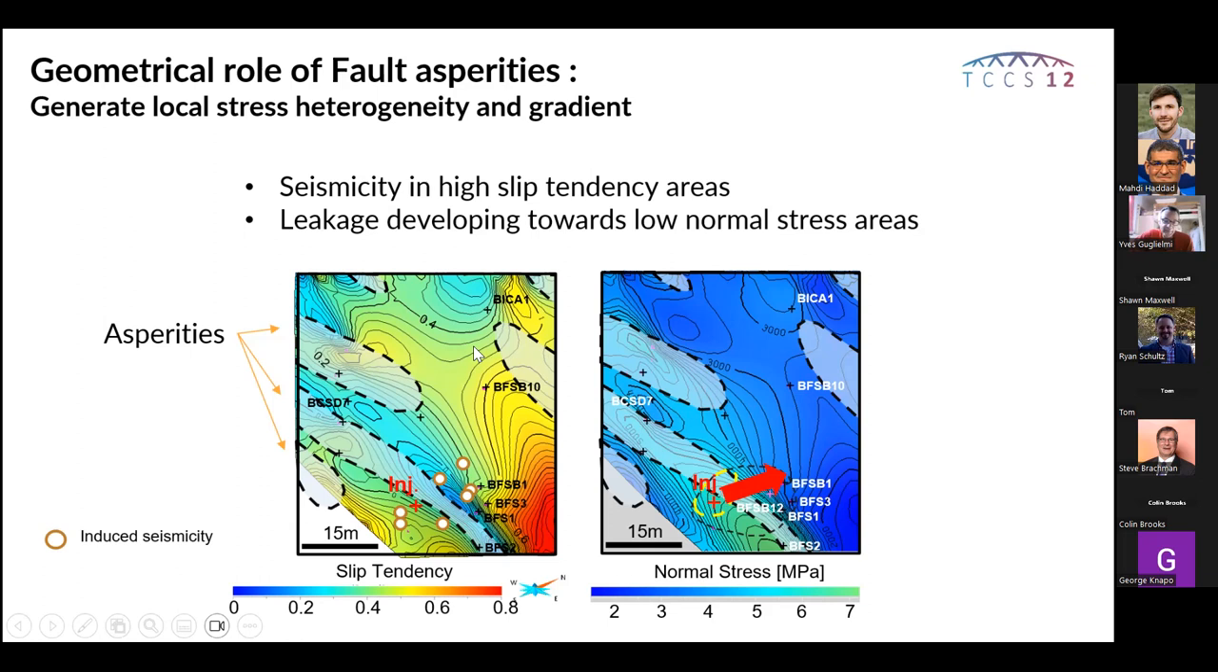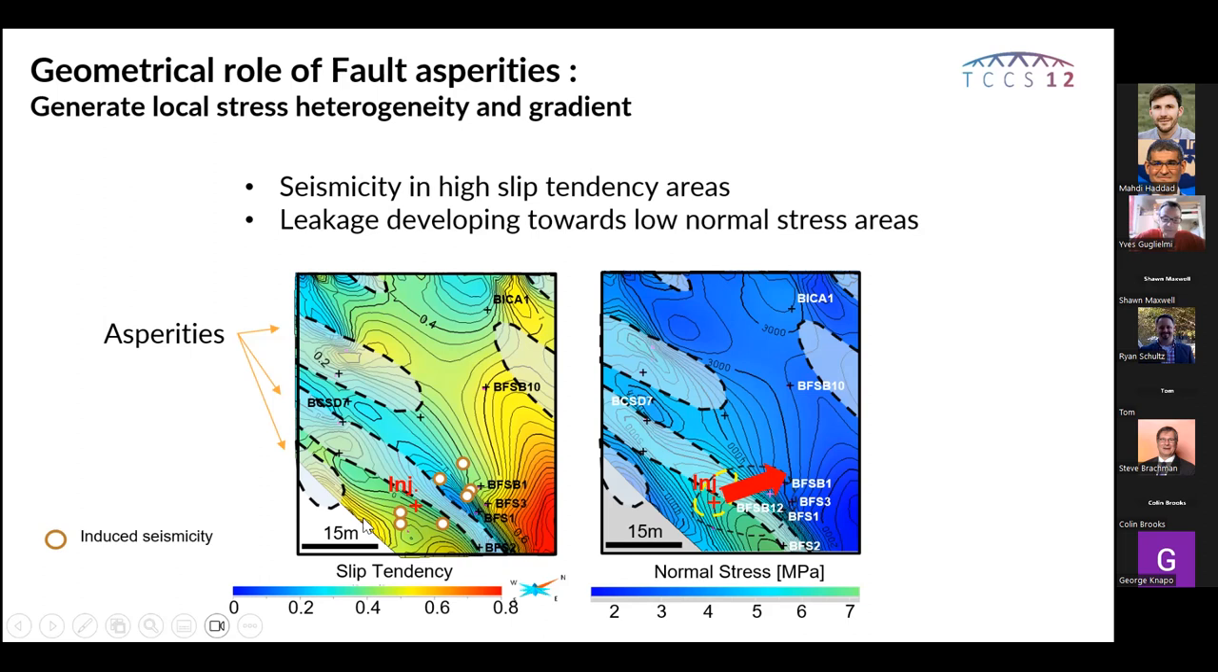On the right, you see here a rough estimation of the slip tendency, so the ratio between the normal and the shear stress on the same surface. And you see also strong contrast in the slip tendency, again, because of the undulations. And we just added on this image those white, big points, which are the located earthquakes on the fault surface during the injection. Can be discussed, but we think that most of these points are in the red-yellowish zones, which correspond to the higher slip tendency zones.